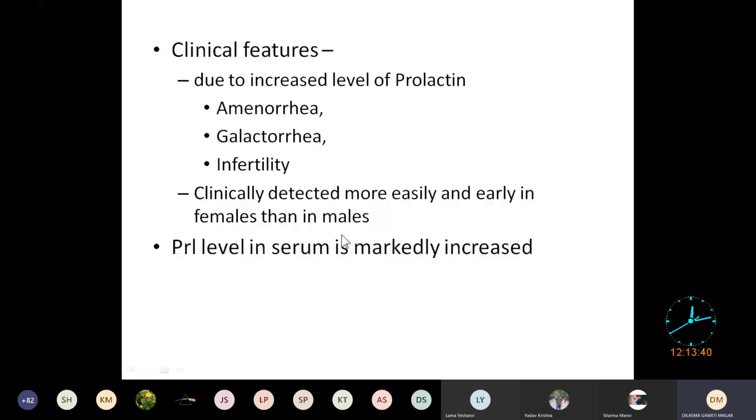And here the PRL level in the serum is markedly increased, meaning the prolactin level in the serum will be markedly increased. Understood, no? The prolactin level in the serum will be increased because here it is the tumor known as the prolactinoma.